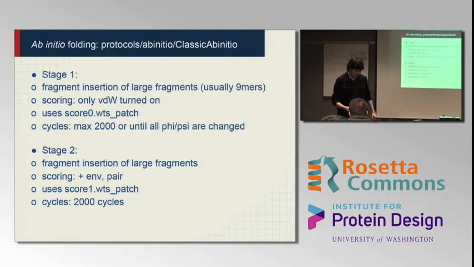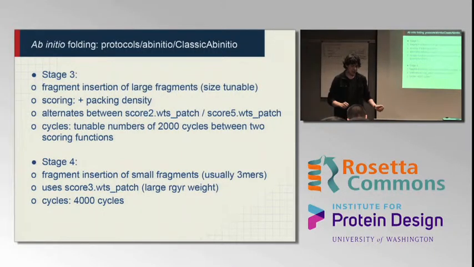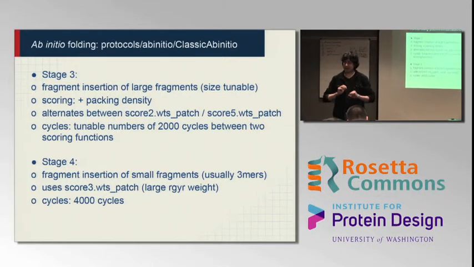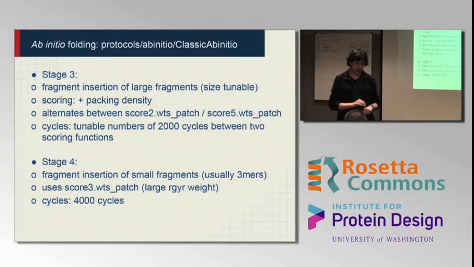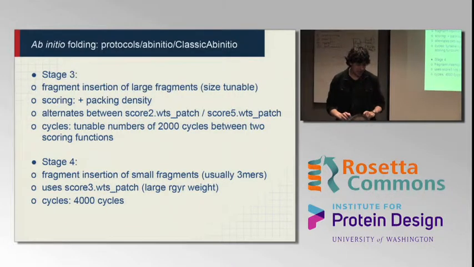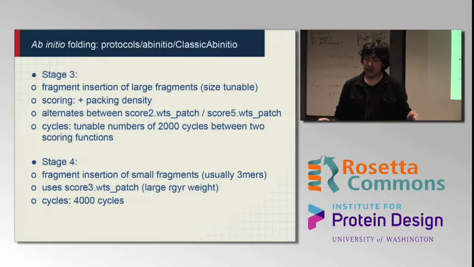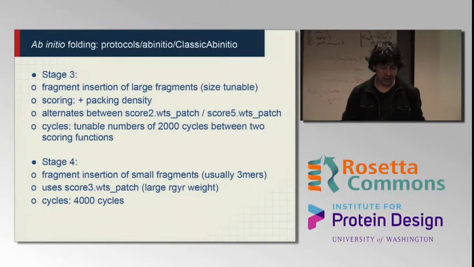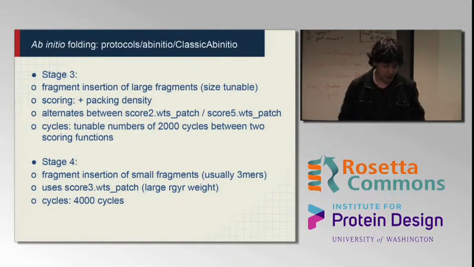So then you go and you do fragment insertion again, just that you change the energy function, right? For one that is more expensive. Then in the stage 3, you come again and then you insert fragments again, right? But this time you make the scoring function a little bit more complex. And you can alternate between two types of scoring function, and you can alternate cycles, right? 2,000 cycles for one, 2,000 cycles for the other, right?